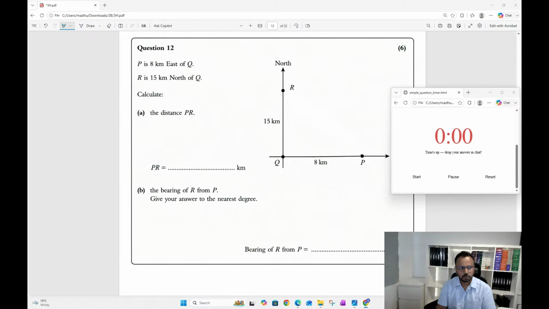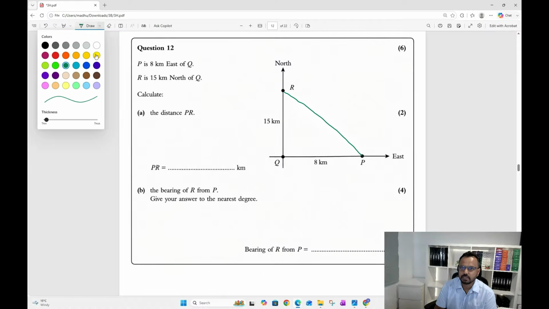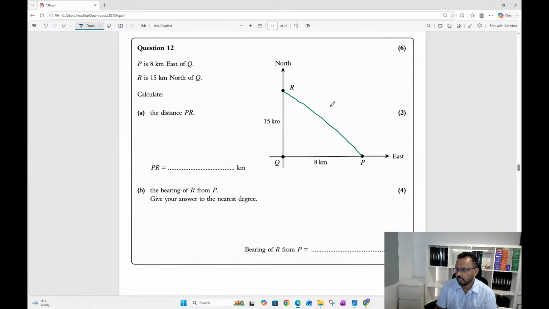All right, guys, let's have a look. Right, enough time. Let's do this. P is 8 kilometers east of Q. Okay, yeah, I can see that. That's 15. Calculate the distance PR. Okay, guys, that's actually quite easy. Pythagoras it, literally. PR is square root of 15 squared plus 8 squared. So 225 plus 64, 289. When you root it, you get 17. Yeah, 17 kilometers. Pretty easy, guys.